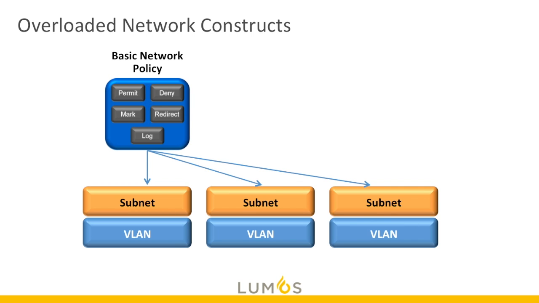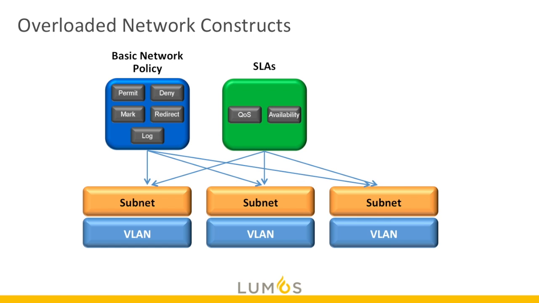Our network policy is based on this large subnet, this large segment. Whether or not we're going to mark a packet, or are we going to permit it, are we going to deny it, redirect it, are we going to log our activities, our SLAs, what kind of QoS are we going to put on traffic in and out of a given subnet. And again, this typically is done on the subnet level, or it's done on the VLAN level.